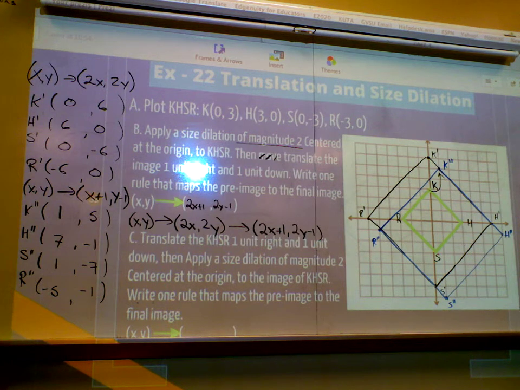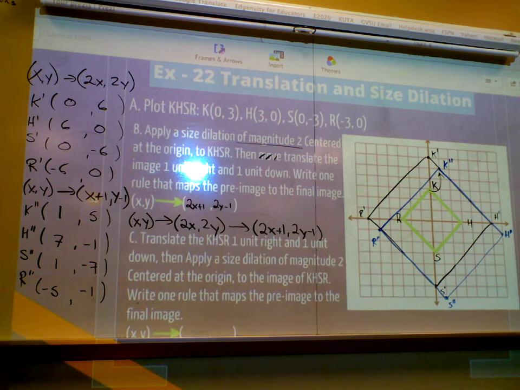Anybody read C yet? It says translate K, 1 unit right and 1 unit down. Then apply a size dilation of magnitude 2 centered at the origin. How does that compare to B? Same thing, but you're adding opposite.